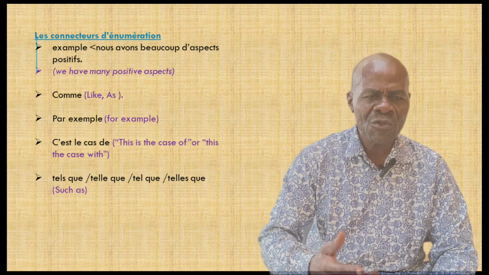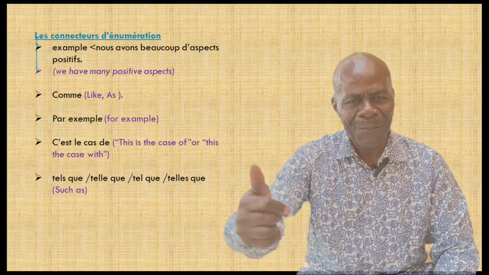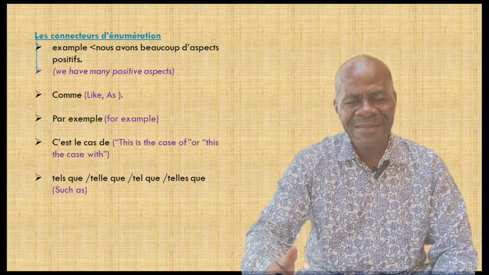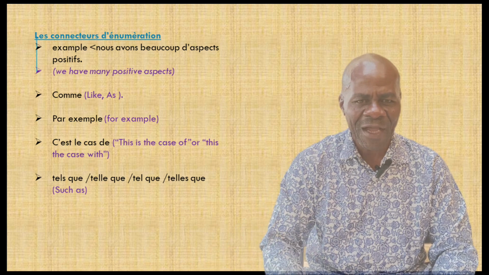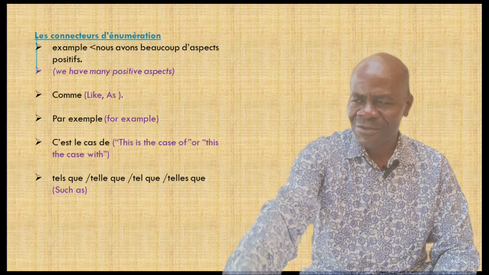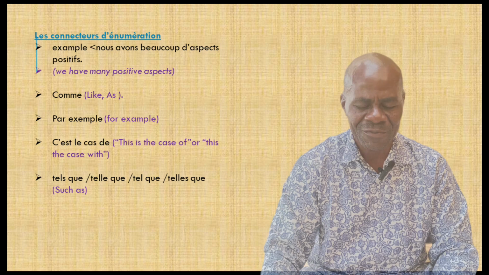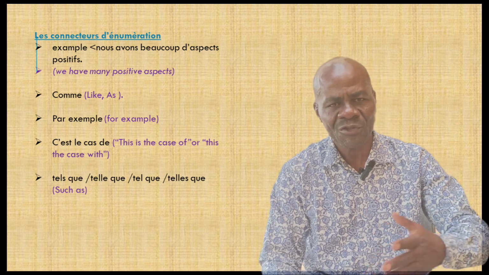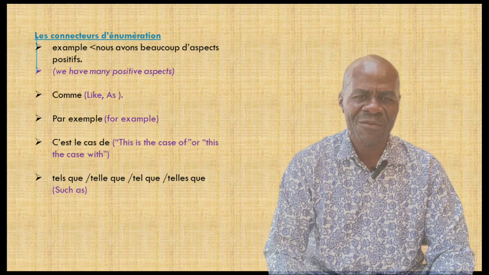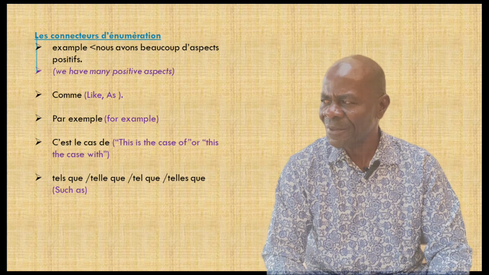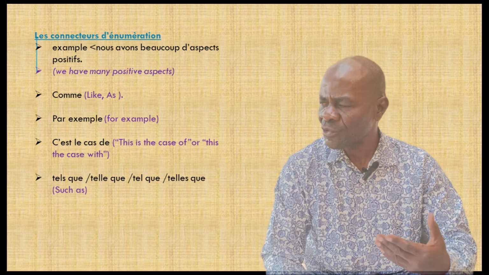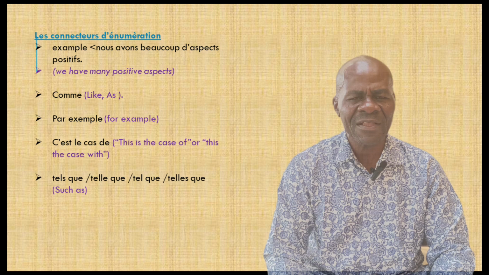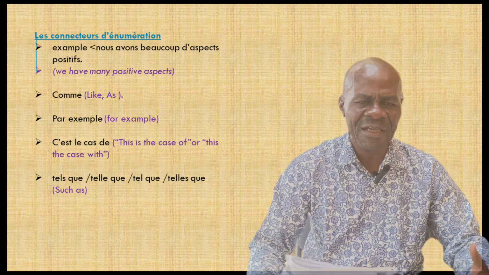Nous avons plusieurs types de connecteurs logiques. Par exemple, you list. Comme, you list. Tel que, you list. We have many types of connecteurs logiques. Par exemple, you give 1, 2. Or you can say like, comme, you give. Or tel que, such as, and you mention. So for now, these are the connecteurs logiques we can start with in French language. These are very, very important. It makes your language very, very smooth.